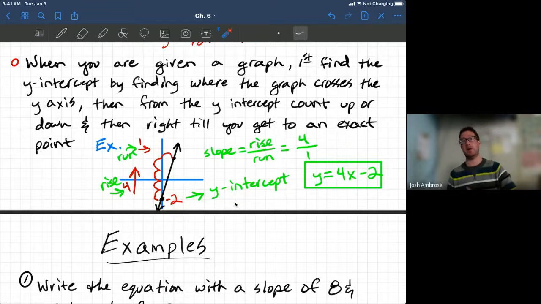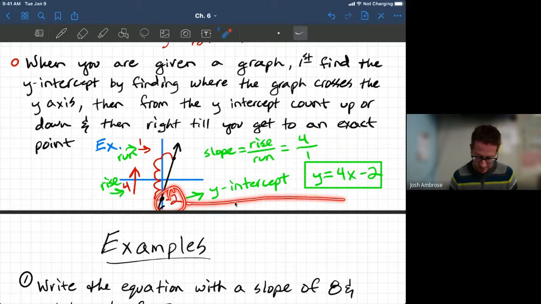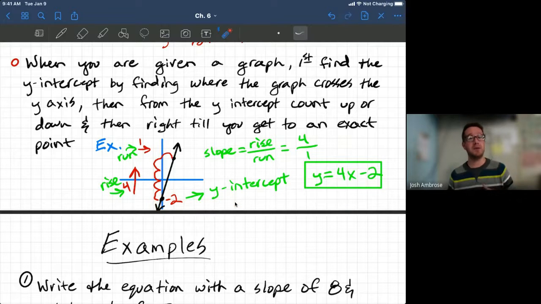That's step 1. So because it's crossing at -2, we could take this -2 and immediately know that we're plugging it into the equation right there where the b value goes. Okay, you know that you're going to have y, you know that you're going to have equals. Now we know what b is. It's -2. Okay, let's go back.